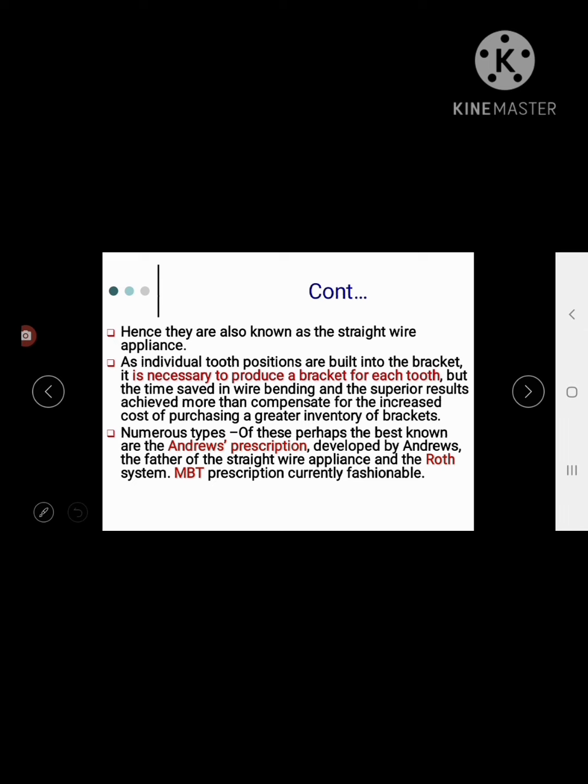Hence, they are also known as straight wire appliances. As individual tooth positions are built into the bracket, it is necessary to use it.